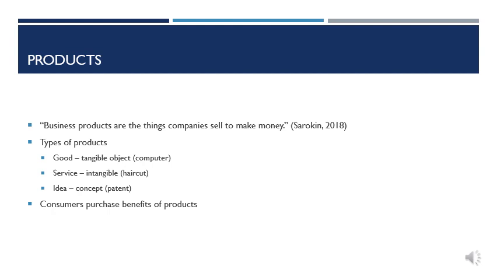Another type of product is a service, which is an intangible result of a human or mechanical effort. An example of this would be a haircut. The last type of product is an idea, which is a concept, philosophy, or image, which is like a patent. Consumers purchase products in order to receive the benefits they gain from using or having those products.